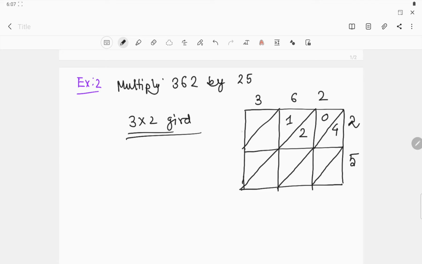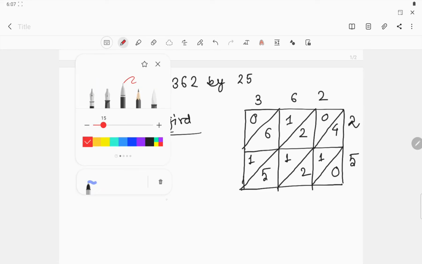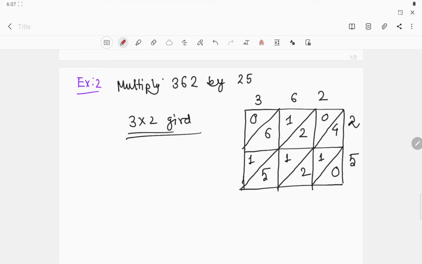2 3s are 6, so the upper portion will be 0 and the lower portion will be 6 in each box. Now 5 2s are 10, the upper portion is 1 and the lower portion 0. 2 6s are 12, similarly this, and 5 3s are 15. So this is 15. Okay, now draw. So I have drawn the arrow alongside.